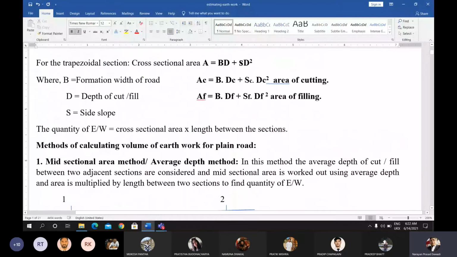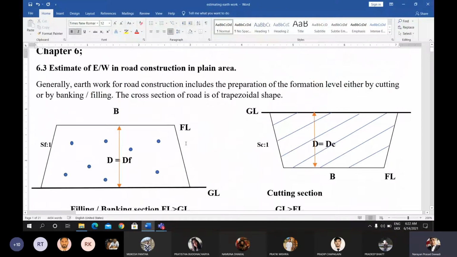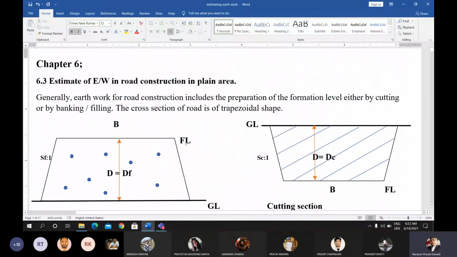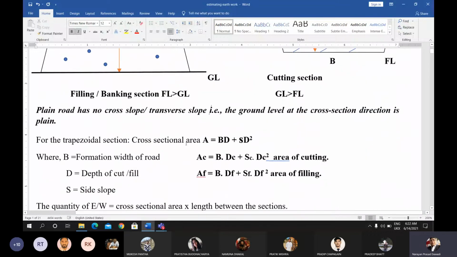Now, there are various methods to find the quantity of earth for a plain road. The various methods can be used. This is the theoretical part I am just talking about, and after the theoretical part, we will start the numerical problems today, for the plain road.